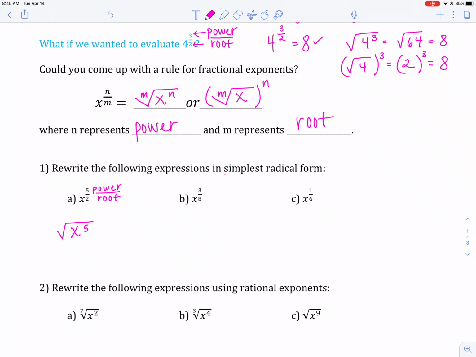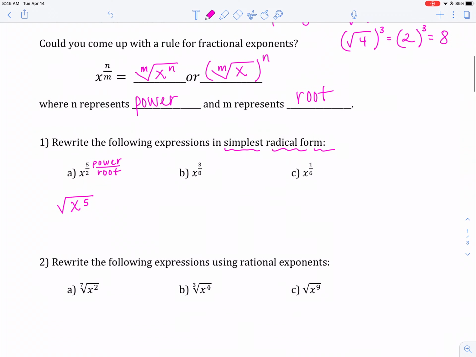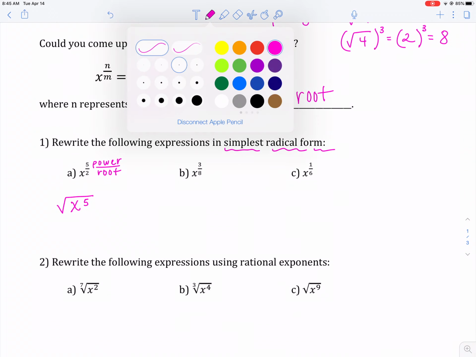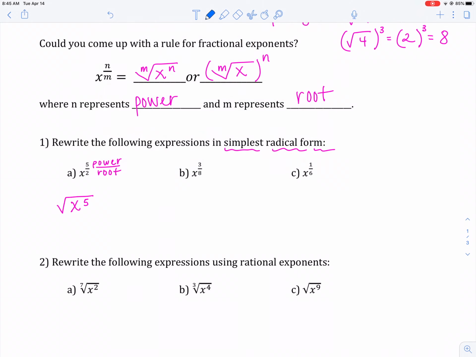Technically, that's not in simplest radical form, but for now, I'm going to leave it just like that. As long as you guys can get it into that form, I'd be very happy. But I just want you to remember there was another way we simplified this. When we said, okay, let's simplify the square root of x to the fifth, you needed the biggest perfect square.